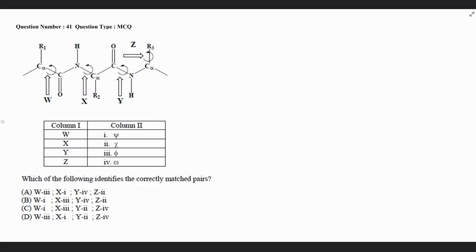So here the correct answer is option B, where W is 1. Yeah, W is 1, that's correct. And X is 3. So X here is this angle, so that corresponds to the phi. And W, which is this angle between C alpha and C, that is psi. And if you look at Y, which is 4, which is omega. So Y is here, so it's between the C and N. And Z is chi, which is 2. So this one is chi. So the correct answer here is this.